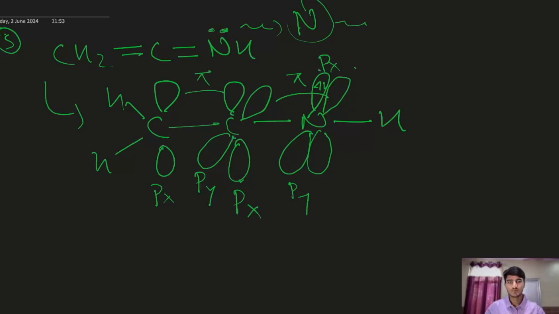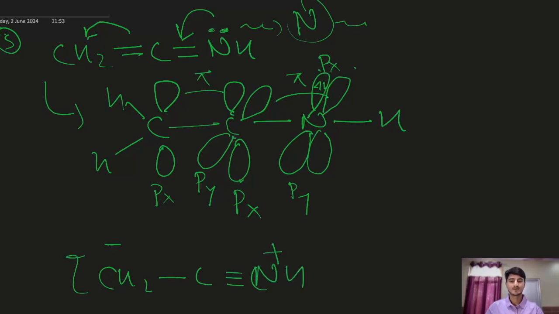So this lone pair will shift into the p orbital of this pi bond, and this pi bond shifts here. So the resonating structure is CH2 C triple bond NH, with a positive charge and a negative charge. So this will be the resonating structure, and this lone pair is delocalized.